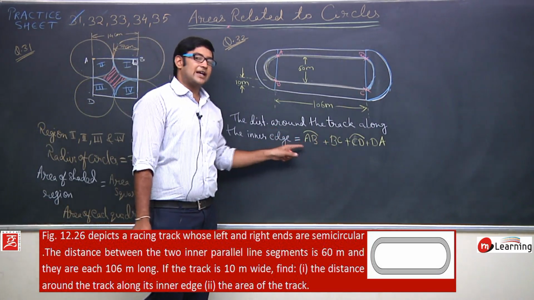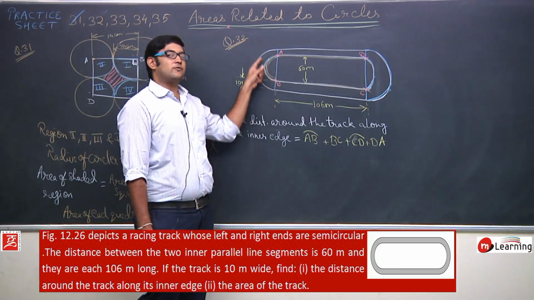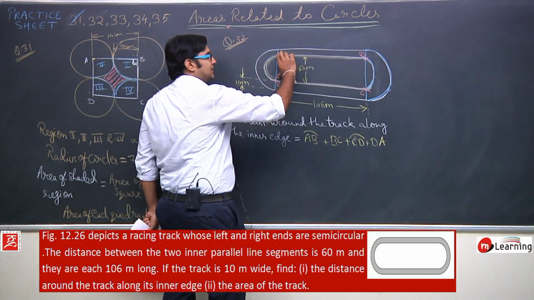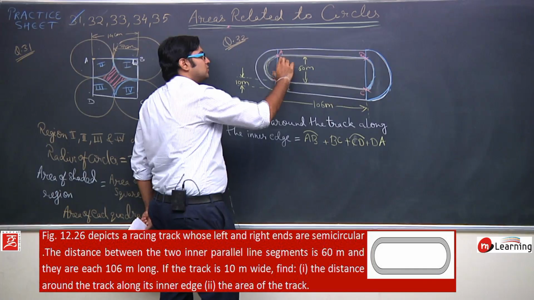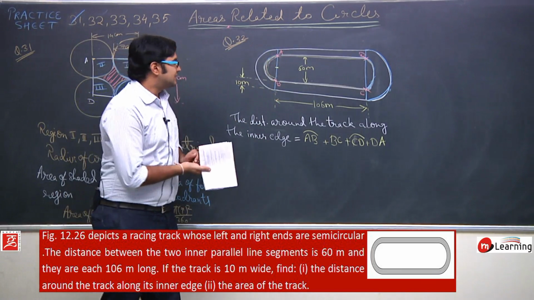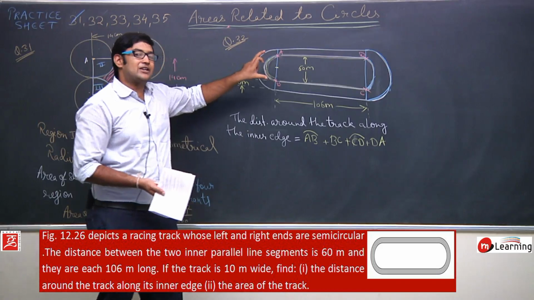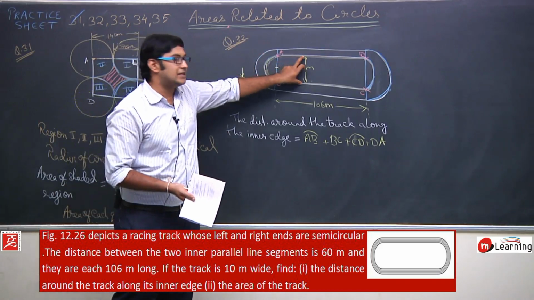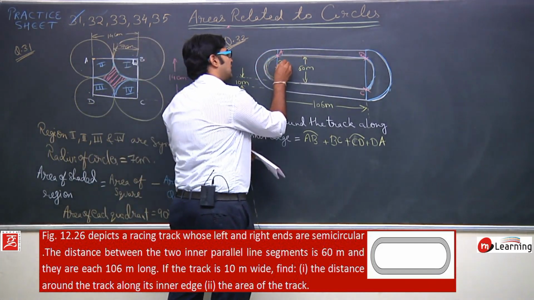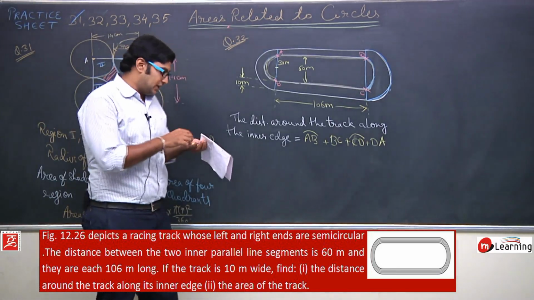Now for solving this, I need the length of arc AB. Now what should be the length of arc AB? This is a semicircle and AB is 60 meters. So I should say that AB represents the diameter of the semicircular track. Since AB represents the diameter of the semicircular track, which is 60 meters, the radius is equal to 30 meters.